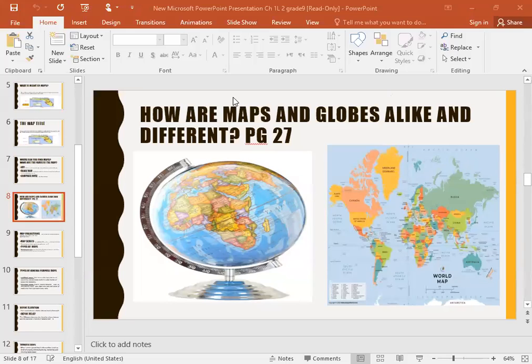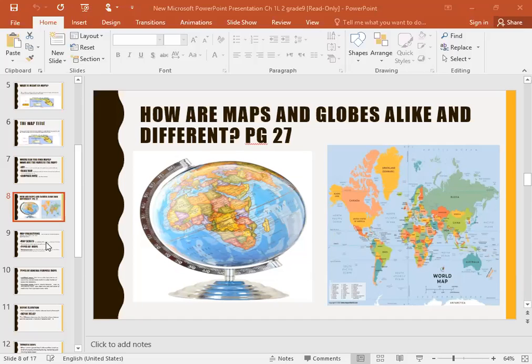Ahmad Rashwan, do you still have another difference before we move? We still have one difference, which is that maps are easy to be stored, but globes are not that easy to be stored, and they are easily held, okay?